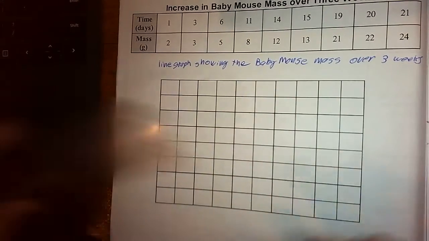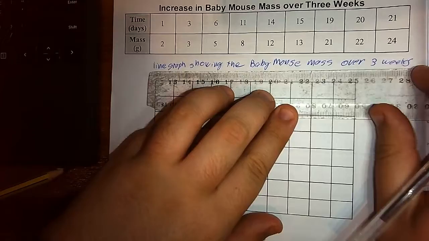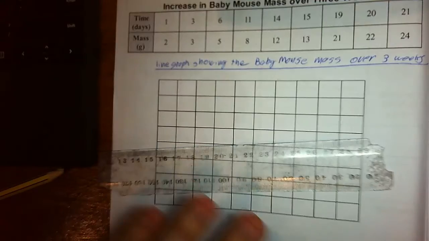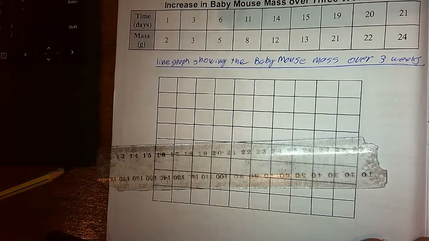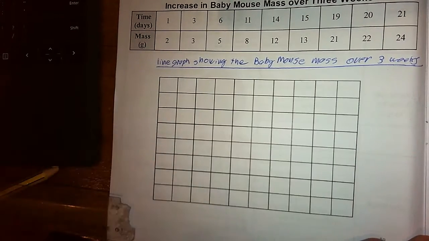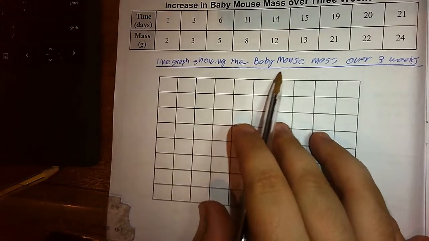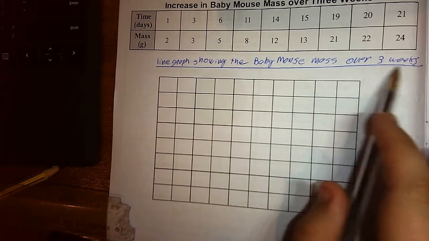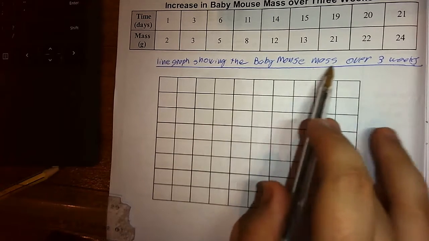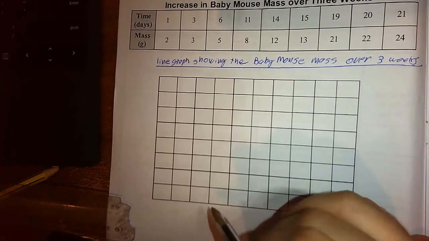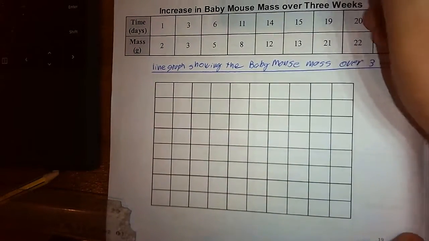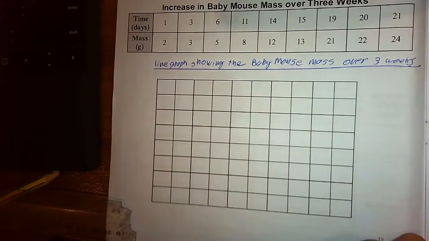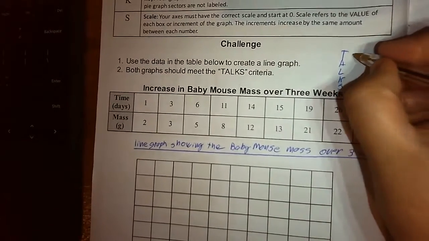Okay, and every title is underlined with a ruler. And you'll notice that the line graph title that I've just put up there includes both the dependent and independent variable. So the dependent variable is the mass of the baby mouse, and the independent variable is the 3 weeks, so that's time. I've included both of those. Okay, I have just done the title.